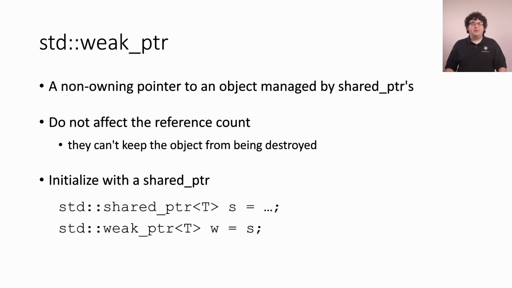The final type of smart pointer is weak pointer. This one is heavily related to shared pointer. A weak pointer is a non-owning pointer to an object owned by shared pointers. To get a weak pointer, we must first have a shared pointer. We can then get a weak pointer to that same object by initializing it with the shared pointer. Weak pointers do not affect the reference count of the shared pointer, so they can't keep an object alive when all of the shared pointers have been destroyed.